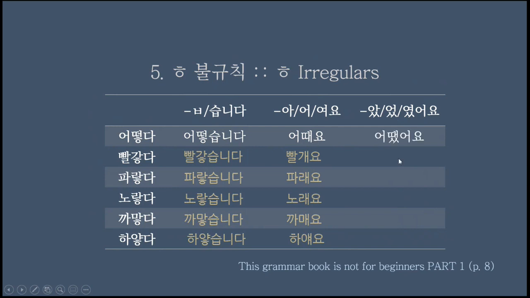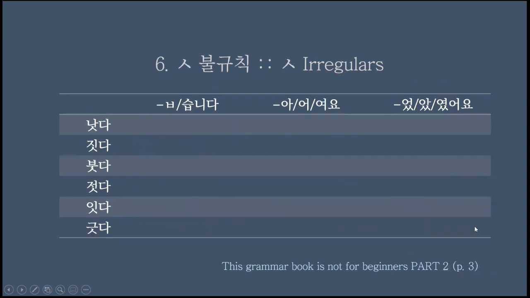어때요 becomes 어땠어요. 빨개요, 빨갰어요. Your turn. 파래요. 노래요. 까매요. 하얘요. 하얬어요. Difficult pronunciation. If you want to exercise these conjugation within the context, please visit my grammar book, part 1, page 8. They are full of exercises. Might be a little bit difficult for some of you.